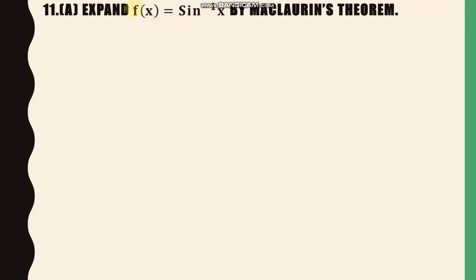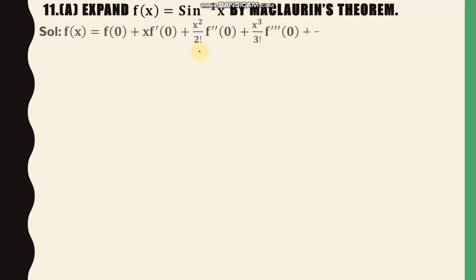So I suggest that if such kind of question comes in which the derivatives are very difficult to find out, then don't do this kind of question because you have choice of doing other questions also. Okay, but I will give you the solution to this, so let's do it. So Maclaurin's theorem is given by this formula: f of 0 plus x times f dash 0 plus x square upon 2 factorial f double dash 0 plus x cube upon 3 factorial f triple dash 0 plus x to the power 4 upon 4 factorial f fourth derivative at 0, and so on like this. So we'll find out these derivatives.